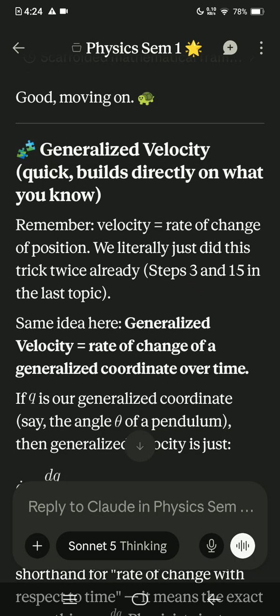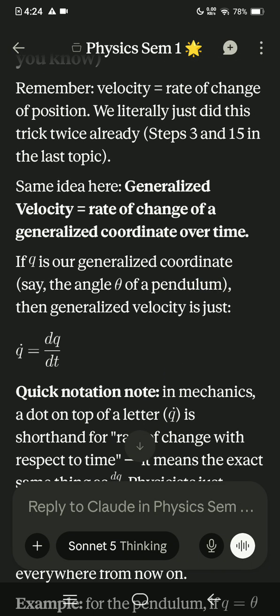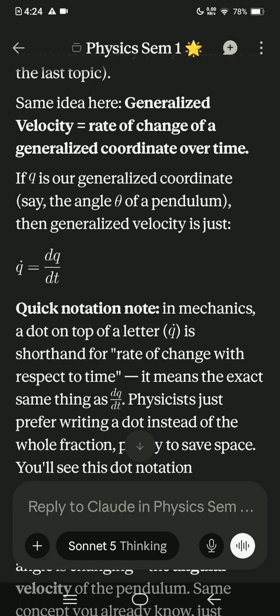Quick, it builds directly on what you know. Remember, velocity equals rate of change of position. We literally just did this trick twice already in the last topic in a different video. Same idea here. Generalized velocity equals rate of change of generalized coordinates over time.